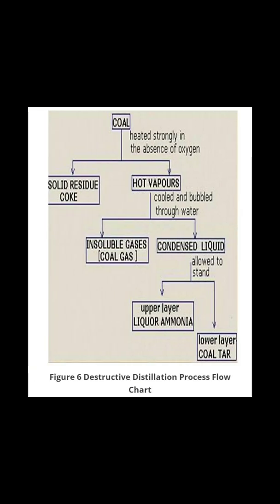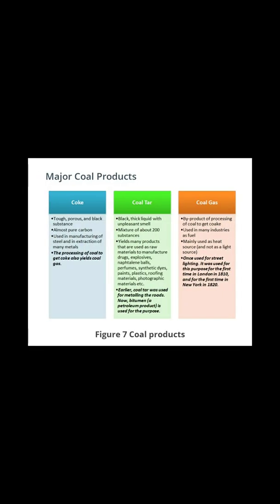A flowchart to describe destructive distillation is: coal is heated in the absence of oxygen, which leads to solid residue and hot vapors. These hot vapors are cooled through water, which again forms insoluble gases and condensed liquid. If this condensed liquid is allowed to stand for a while, it will separate. The upper layer is liquor ammonia and the lower layer is coal tar. Major coal products are coke, coal tar and coal gases. You can see the various differences between these by studying the points given in the chart.